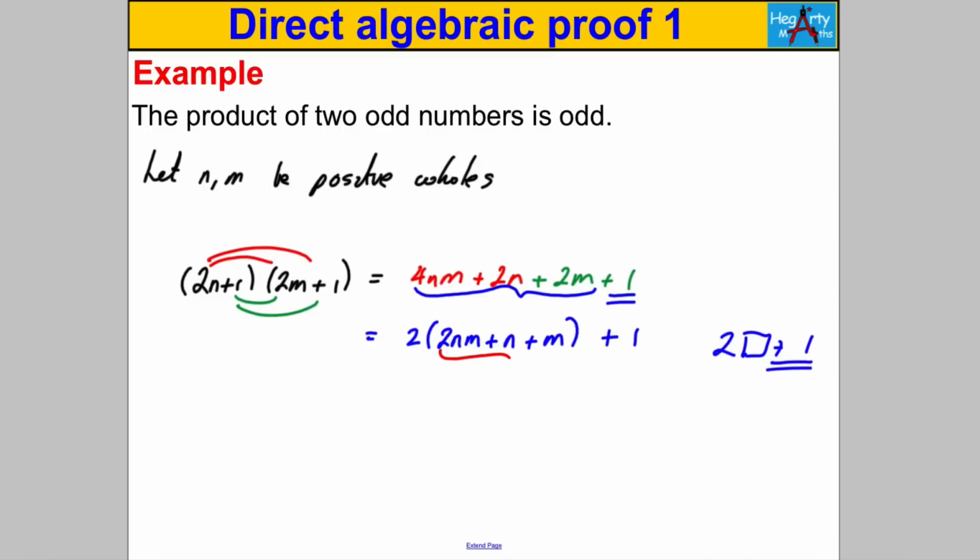Now this thing here is certainly a positive whole number because n and m are. So if you add n and m and you add it to 2 times n and m, that's certainly a positive whole number. So this is of the form of an odd number, and therefore the product of two odds is odd.